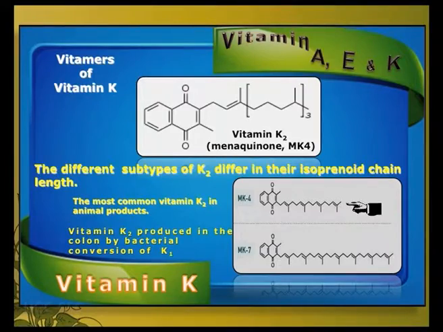The menaquinones are called MK, and depending on the length of the side chain, they come with a number. For example, MK4 is menaquinone with 4 isoprenoid side chains attached to it. This is the most common vitamin K2 that is found in animal products, whereas MK7, or menaquinone 7, is the type of K2 that is mostly produced by the intestinal bacteria.